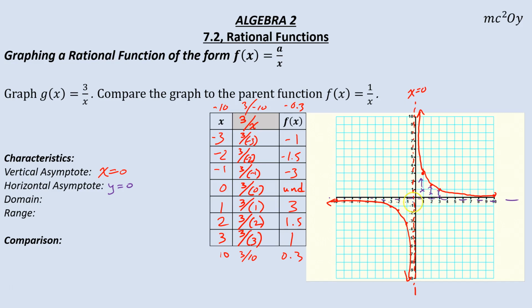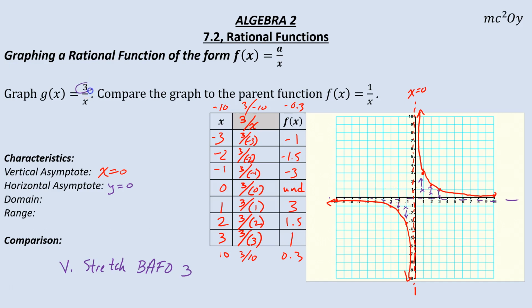And the same thing is happening over here, but it's stretched downward. We were at -1, and it went down. We were at -1/2, and now we're at -1.5. And we were at -1/3, and we're now at -1. So this is a vertical stretch by a factor of 3. Our graph is stretching away from the x-axis.